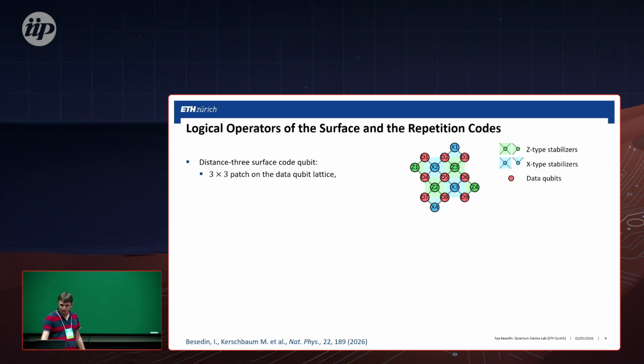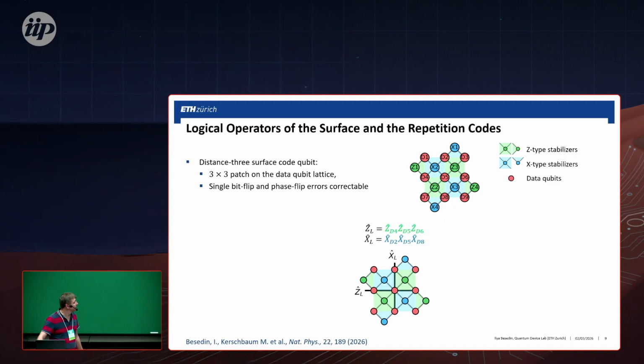Okay, so I have 17 qubits. It's a 3 by 3 patch on the data qubit lattice. This is also a distance 3 rotated surface code. And yes, the operators of the logical qubit can be defined as products of data qubit Pauli operators. So for the X logical operator, it would be the product of the X operators of these 3 qubits, which I call D2, D5, D8. For the Z logical operator, it's these 3.